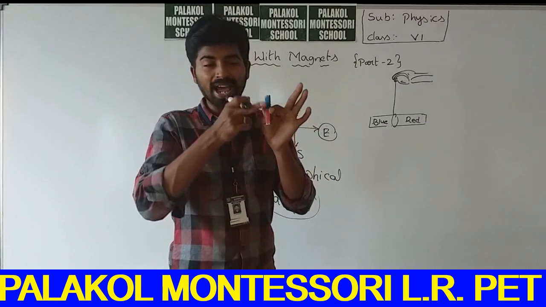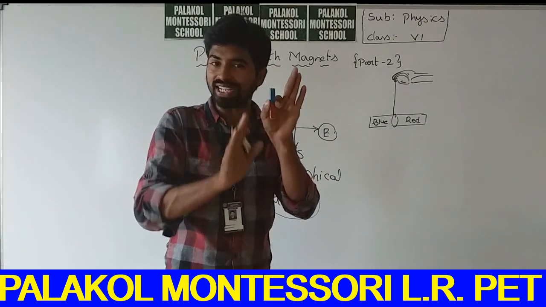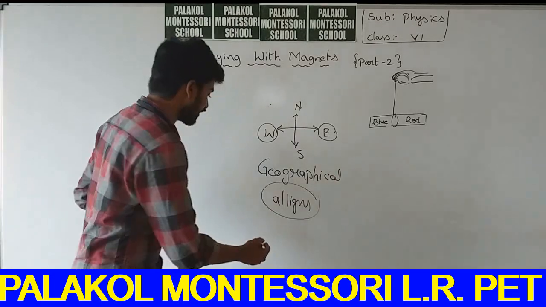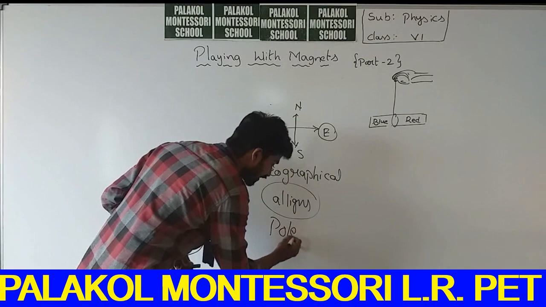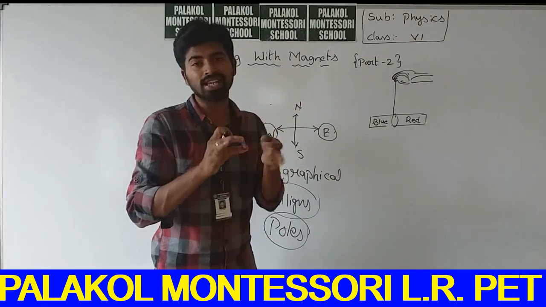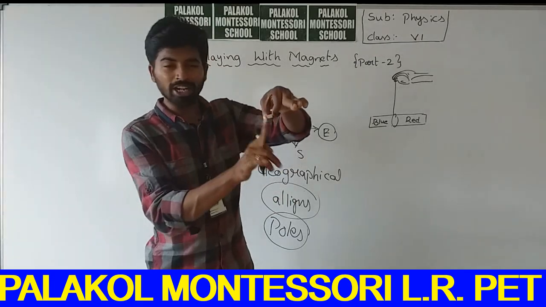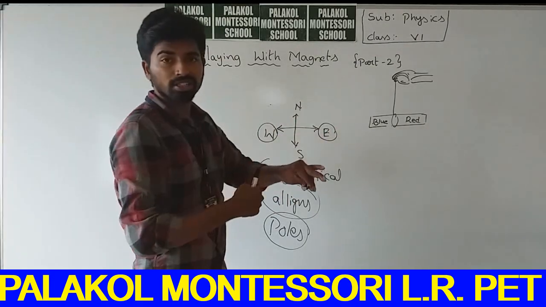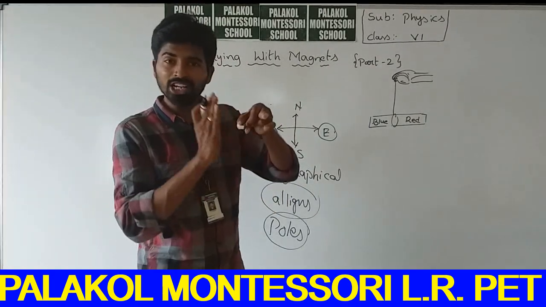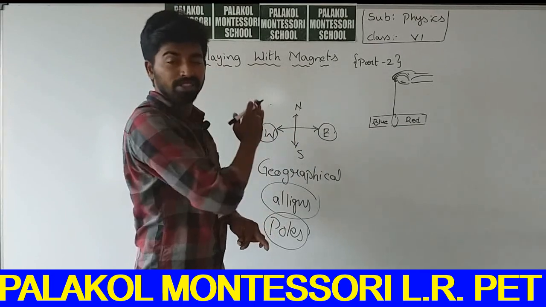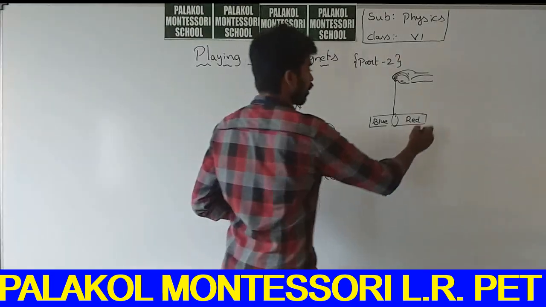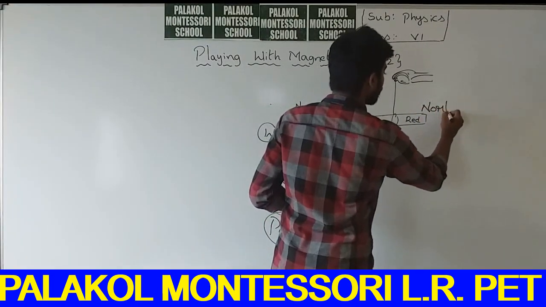Here the bar magnet has two ends. What do we call these ends? Poles. We explained this in the previous class. So it has two ends, and we call those two ends poles. One pole is always pointing towards north, and another pole is always pointing towards south. The pole which points towards north is called the north pole.